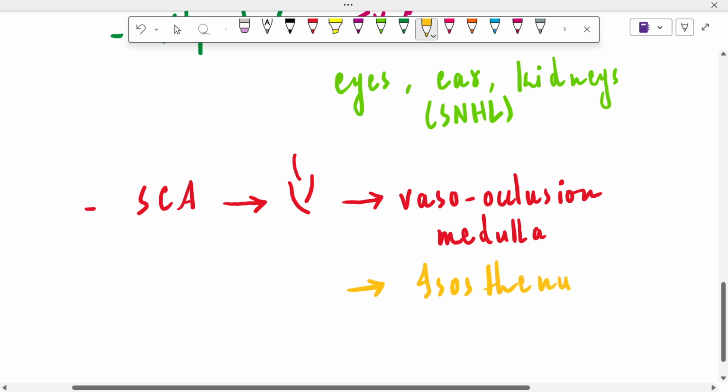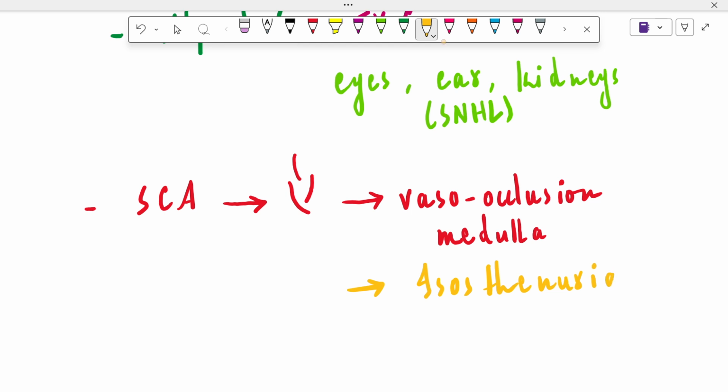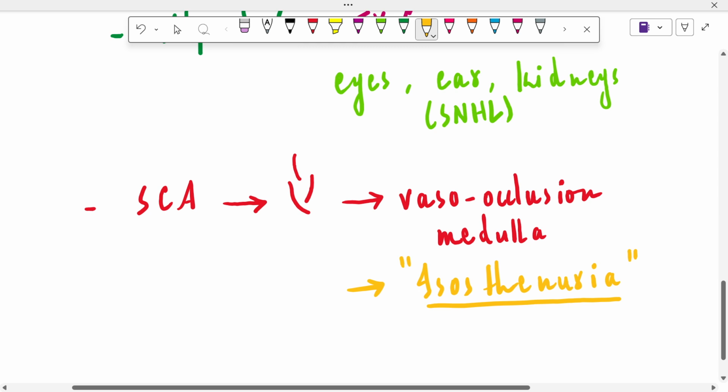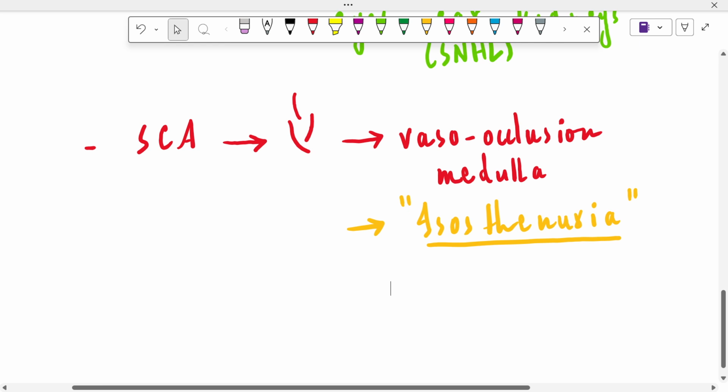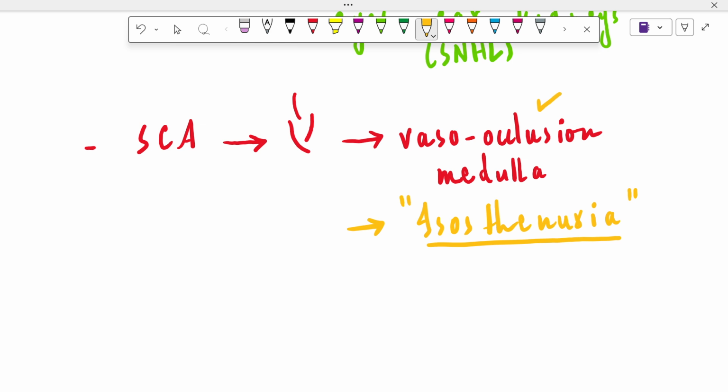Isosthenuria. Isosthenuria is a condition defined as the inability of the kidney to concentrate the urine because of the sickle-shaped RBCs that have blocked the vessels, the vasa recta more specifically, that loop down into the medulla and are involved in the concentration of the urine. When these vessels are occluded, the urine cannot be concentrated.